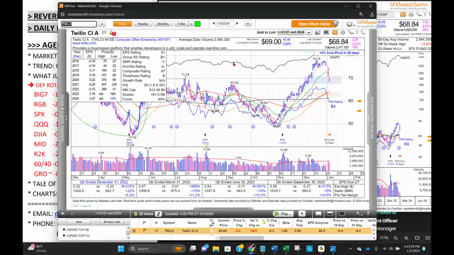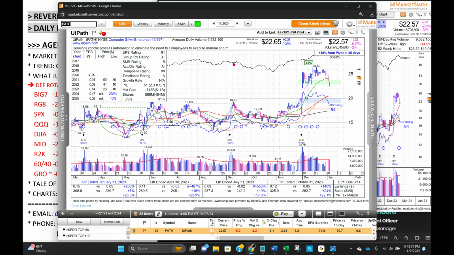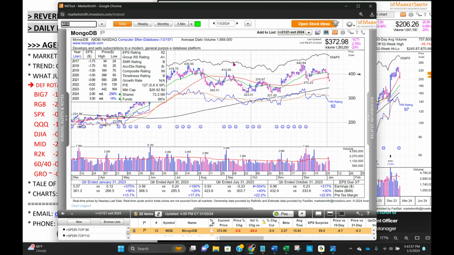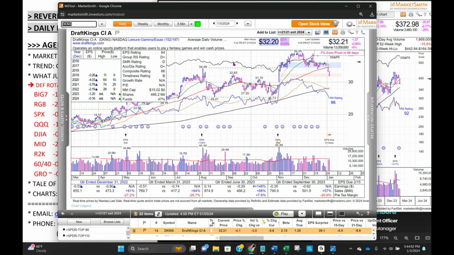Path, harsh break of the 21. Stop me if you've heard this before. Duolingo broke the 10 week, sitting on the 50-day. MongoDB broke the 10 week and the 50-day. And DraftKings, these broke down before the first 2 days of this week. Here's DraftKings failing at the 21 in 2023, following through to the downside below the 10-week and 50-day moving average.